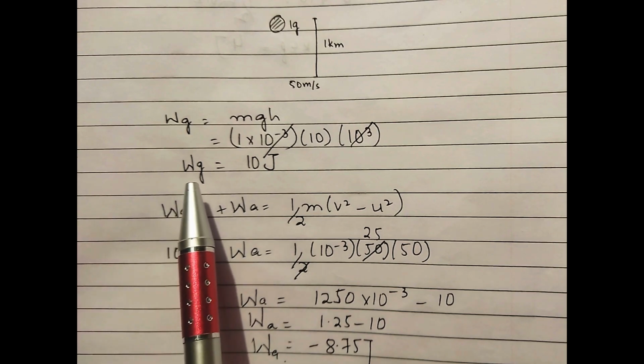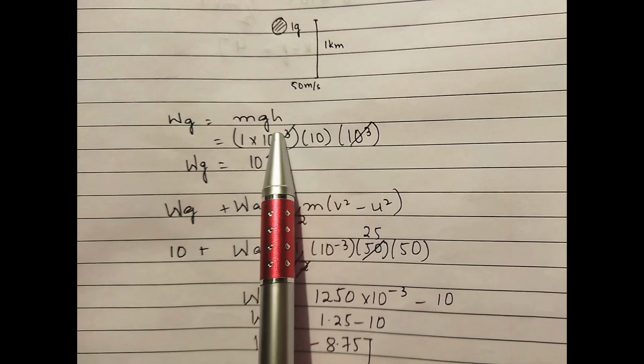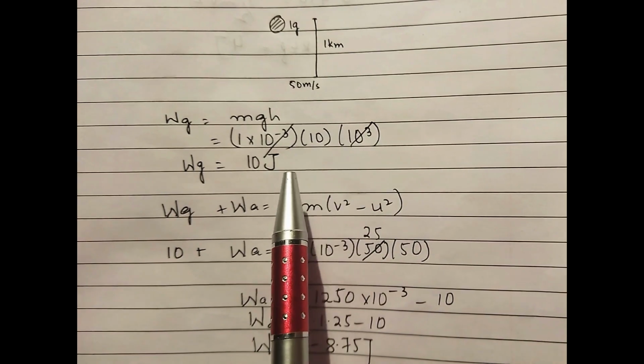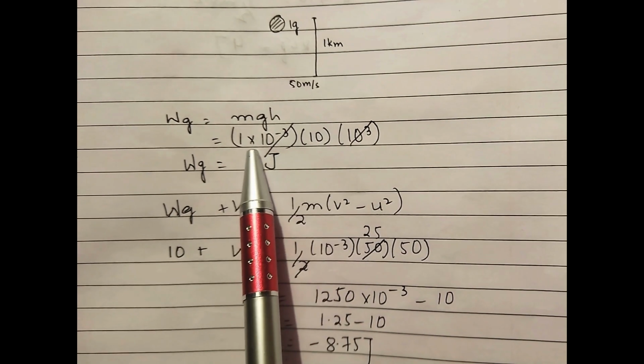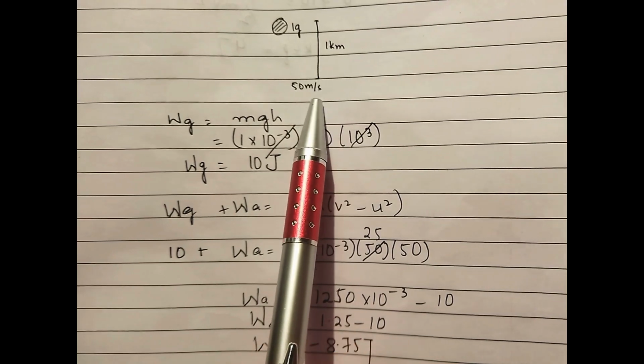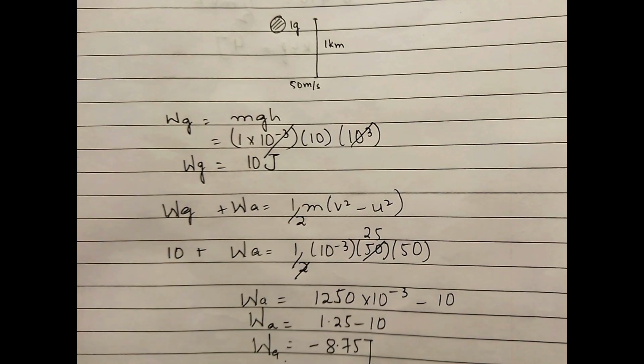Now, we're going to write the work done by gravity. This 10 raised to the power minus 3 is going to cancel out the 10 raised to the power 3, and we're going to have 10 joules. And this is going to be positive because the raindrop is falling in the direction in which the gravitational force is applying its force, in which the gravitational force is doing its work.